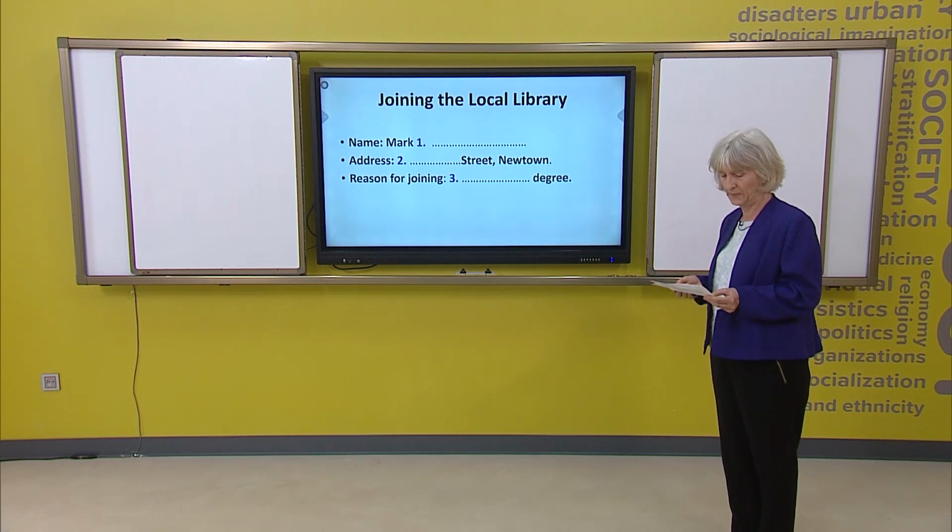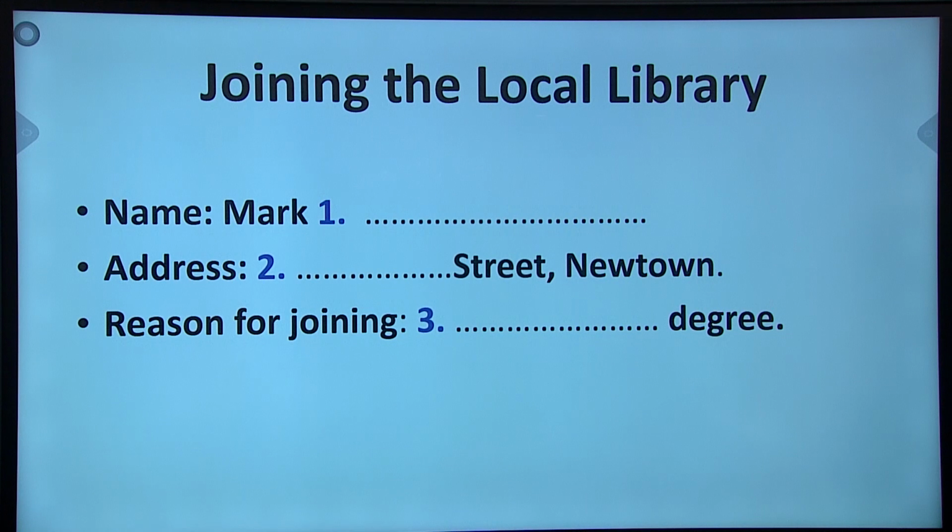So here we go. My full name is Mark Braithwaite. That's B-R-A-I-T-H-W-A-I-T-E. I live at number 18 Hill Street, Newtown. I'm joining the library because I'm about to start a postgraduate degree and I need access to books about the local area. End of recording.